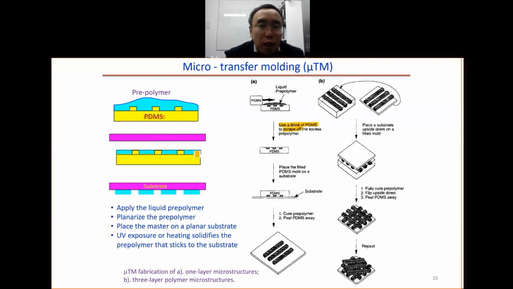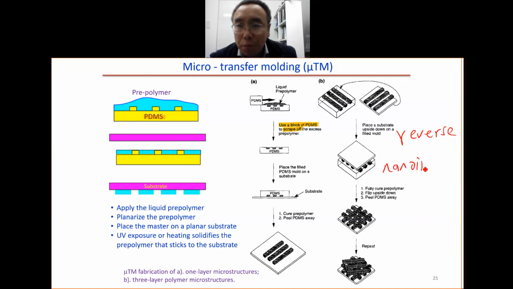Then you cure it. This substrate has higher surface energy, the PDMS has lower surface energy. As a result, in the end, the green color will go to the purple surface. This is why you can see it's very similar to what we have learned before, the reverse nanoprinting lithography. And again, you can do it 3 times. If you do it 3 times, you get this 3-layer structure.